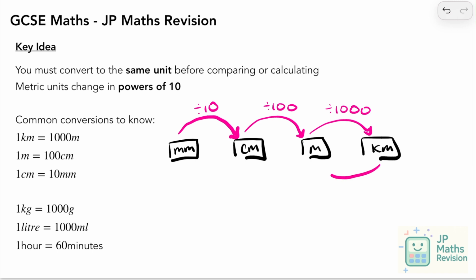And then if I'm going the other way, we do the opposite. So rather than dividing by 1,000, I times by 1,000 if I'm going from kilometres to metres. And rather than dividing by 100, I times by 100 if I'm going from metres to centimetres. And rather than dividing by 10, I'm going to times by 10 if I'm going from centimetres to millimetres. So we also have 1 kilogram is 1,000 grams, 1 litre is 1,000 millilitres, and 1 hour is 60 minutes. Okay, so those are other common conversions that we need to know.